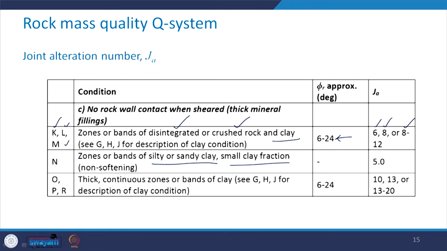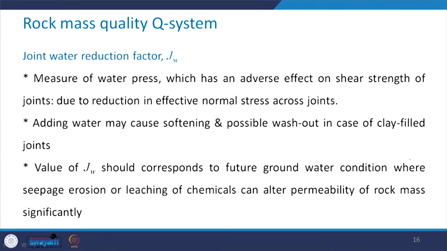Next category is zones or bands of silty or sandy clay, small clay fraction, which is non-softening, obviously because it is the clay. So, phi will not be that significant and the rating which is assigned is 5. Last one is thick continuous zones or bands of clays. So, in that case it is 6 to 24 degree and the rating which is assigned is 10, 13 or ranging between 13 to 20, corresponding to what is the condition that you have. If you have thick, it will be 10, continuous zones you will have 13, and if you have bands of clay it will be between 13 to 20.